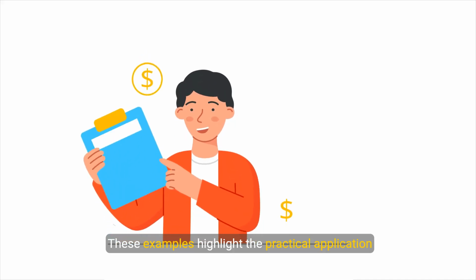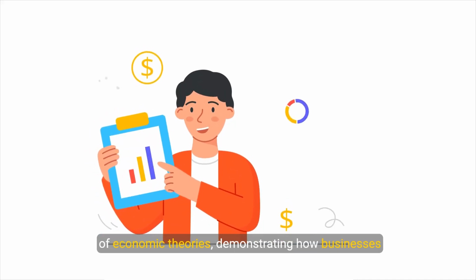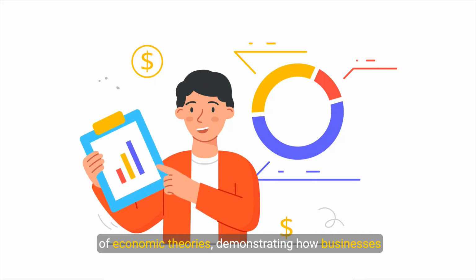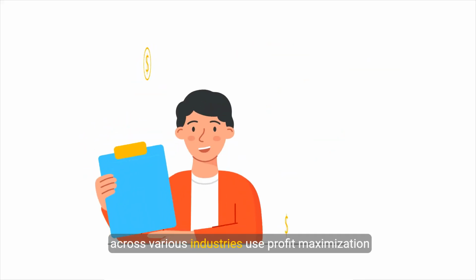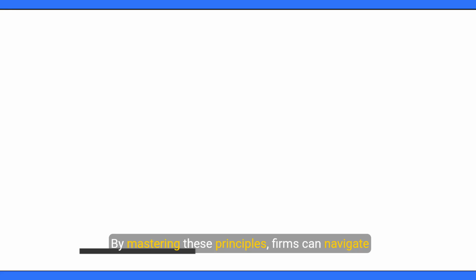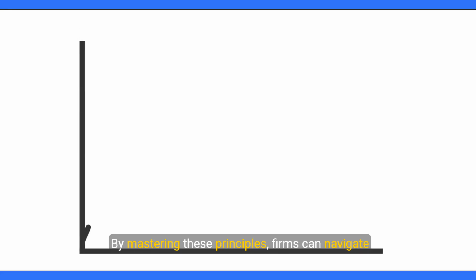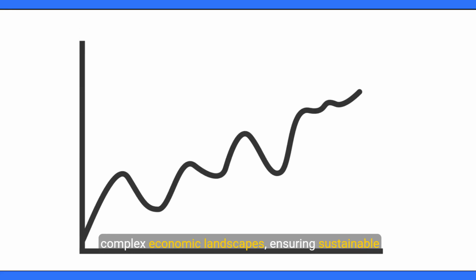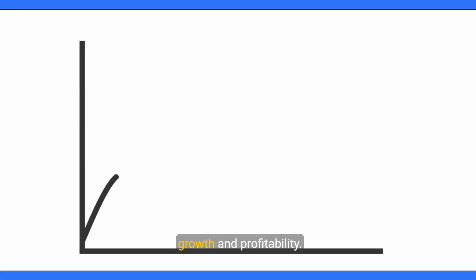These examples highlight the practical application of economic theories, demonstrating how businesses across various industries use profit maximization to thrive in competitive markets. By mastering these principles, firms can navigate complex economic landscapes, ensuring sustainable growth and profitability.